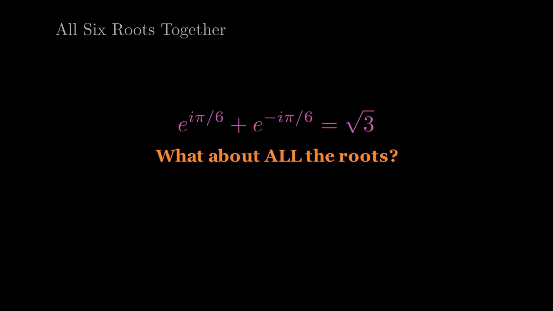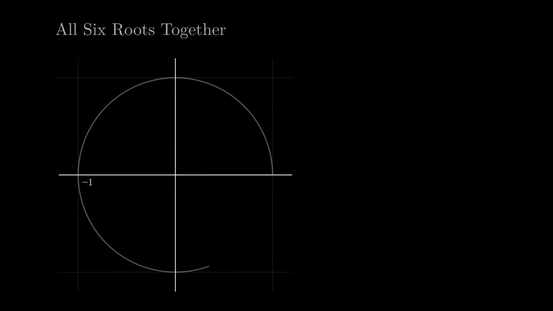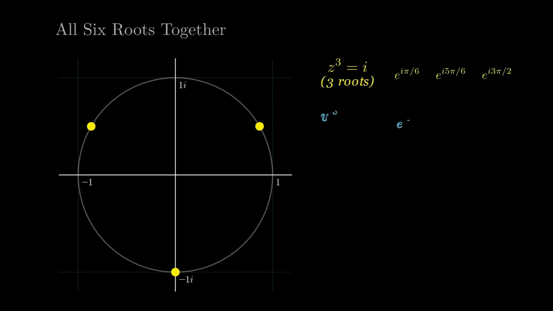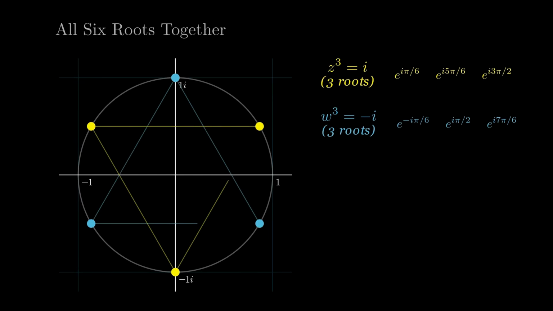i doesn't have 1 cube root, it has 3. And negative i also has 3. So if you solve z cubed equals i, the roots are spaced by 2 pi over 3 around the unit circle. e to the i pi over 6, e to the i 5 pi over 6, and e to the i 3 pi over 2. For w cubed equals negative i, you get another triangle of roots, e to the negative i pi over 6, e to the i pi over 2, and e to the i 7 pi over 6.